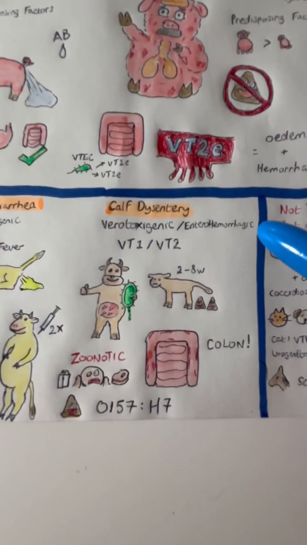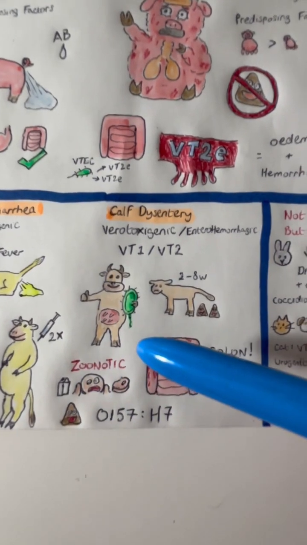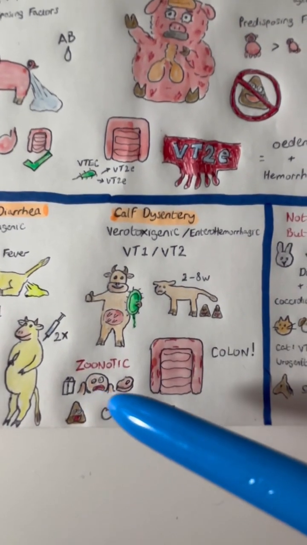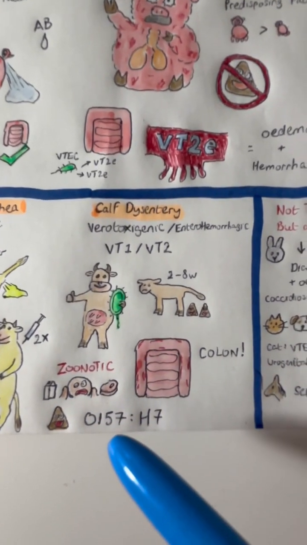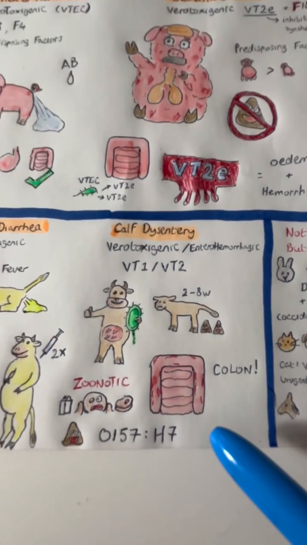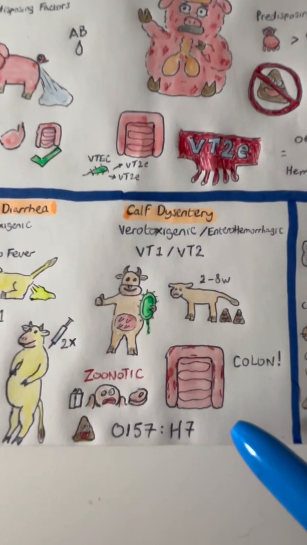This disease also has a zoonotic risk. Humans can be infected through feces or contaminated meat or milk. The shigatoxin O157H7 causes hemorrhagic gastroenteritis in humans.